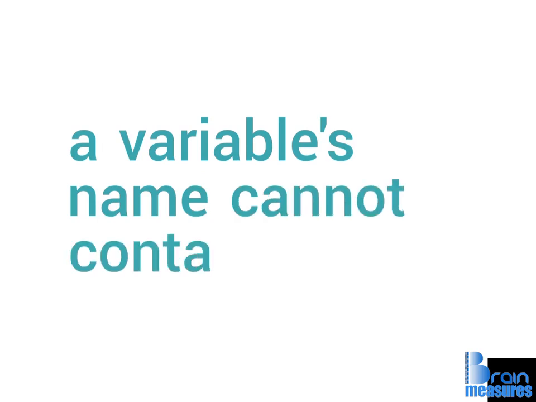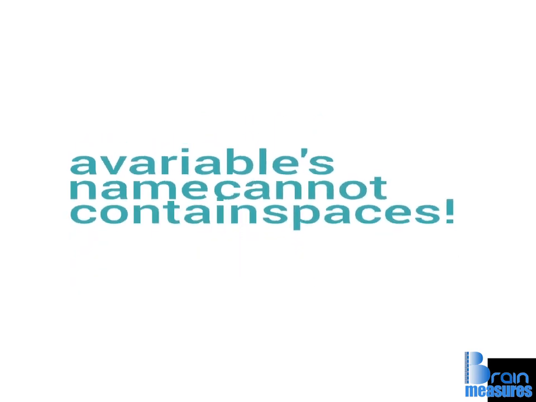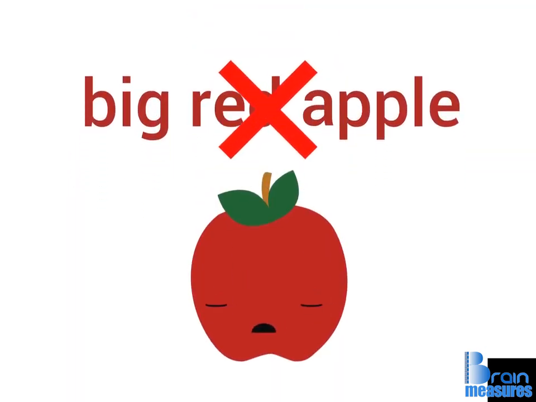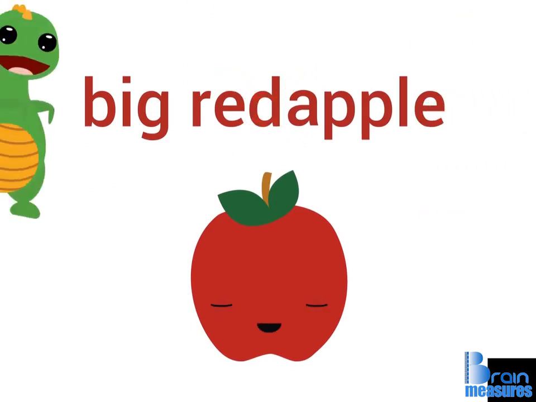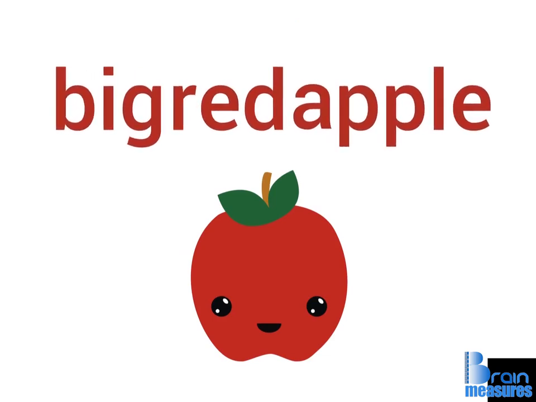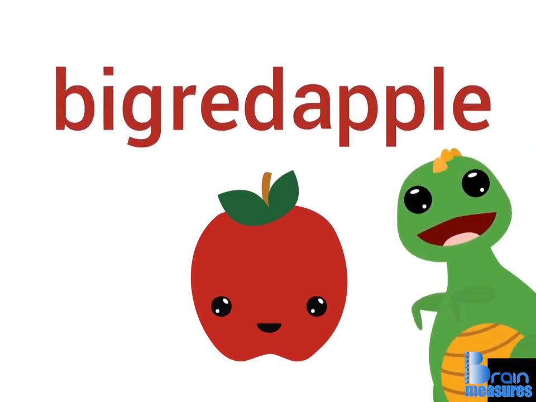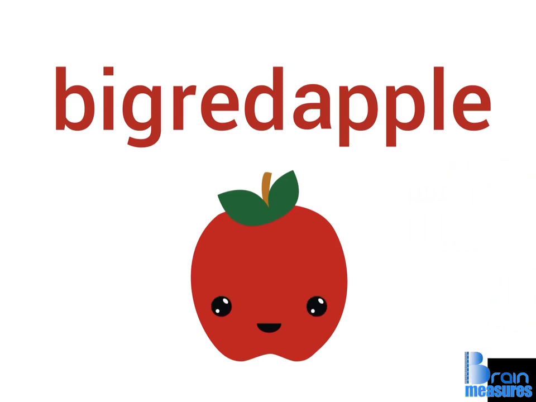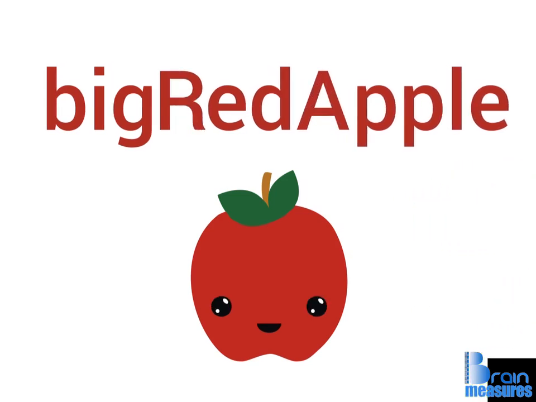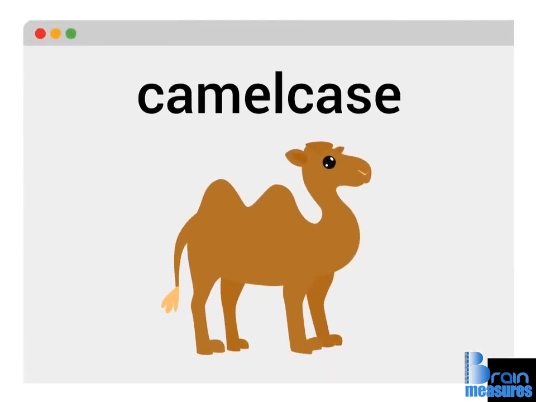Rule 1. A variable's name cannot contain spaces. So a name like "Big Red Apple" will not work. Instead, we can combine the words of that name into a single word, like bigRedApple. This is both easy to read and descriptive. The trick is to capitalize the first letter of every word except the first word. This notation is called camel case since it resembles the bumps on a camel's back.